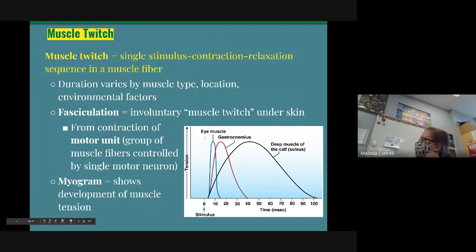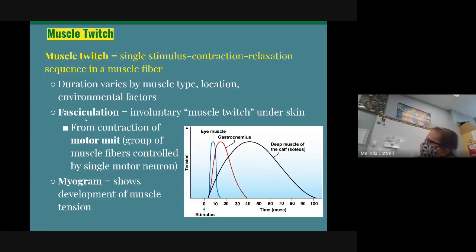Something like the eye muscle, if you think about your eyes and how quickly they react, it's a very, very short twitch. Versus your soleus, which is behind your calf muscle. Your gastrocnemius is actually the calf muscle. That's a little wider, but the soleus is a deep muscle, and so that's got a very, very wide, long twitch. So the duration of that twitch varies by the muscle type, location, and environmental factors.